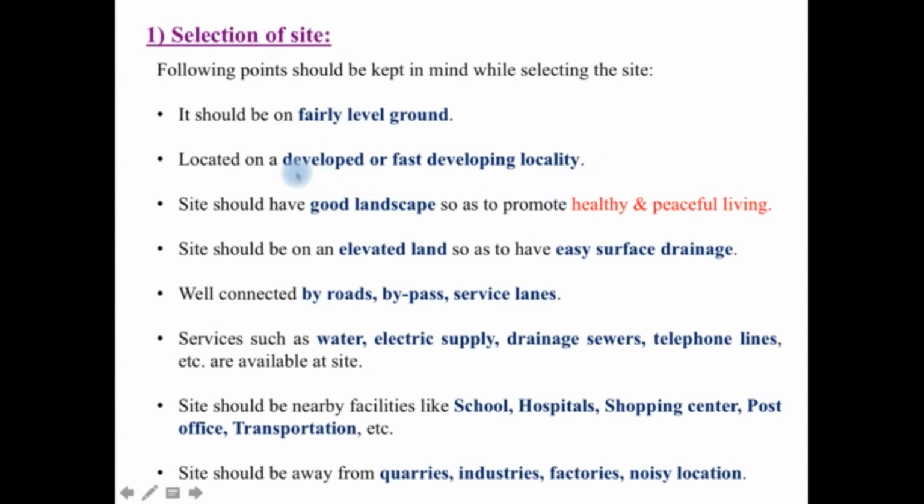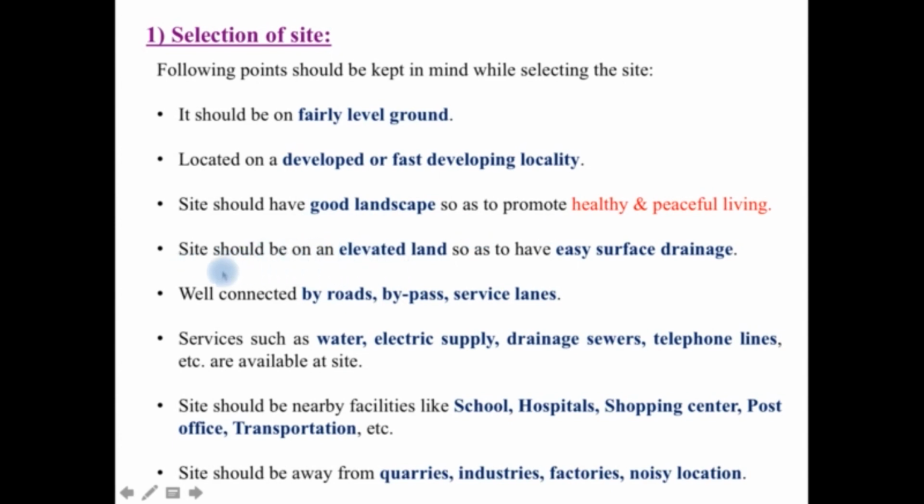The third point is that the site should have a good landscape so as to promote a healthy, peaceful environment. The landscape or the topography of that region should be good, so that it gives us a healthy and peaceful environment. It should have a good view in the nearby area, or good wind and sunrise coming to the area. All these things have to be taken into consideration.